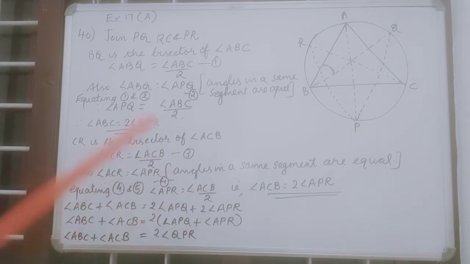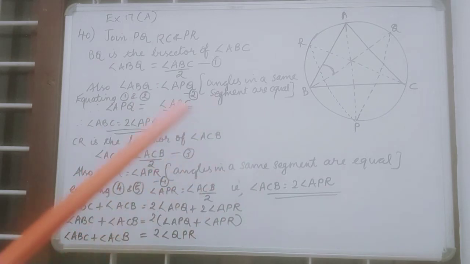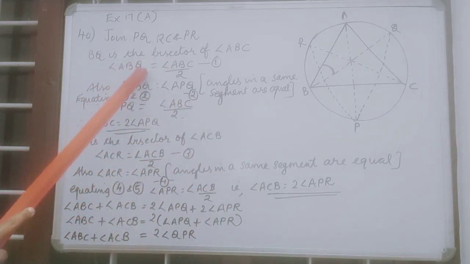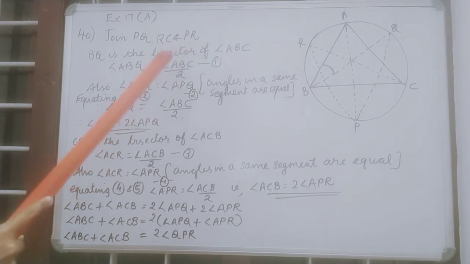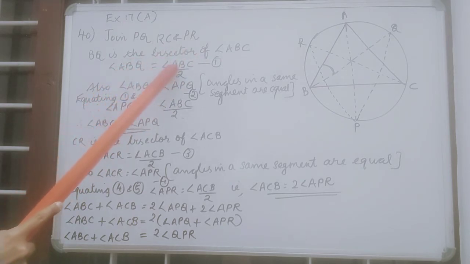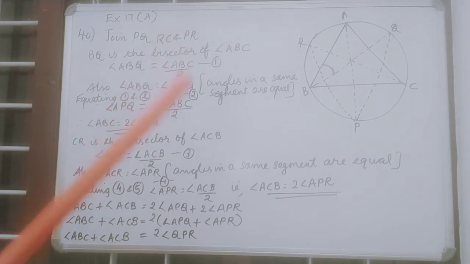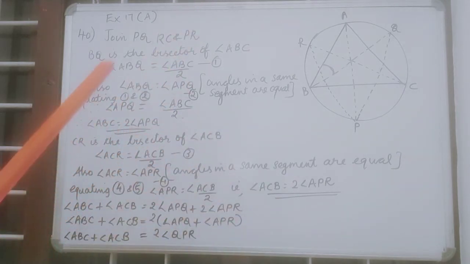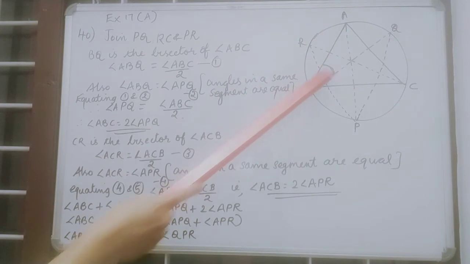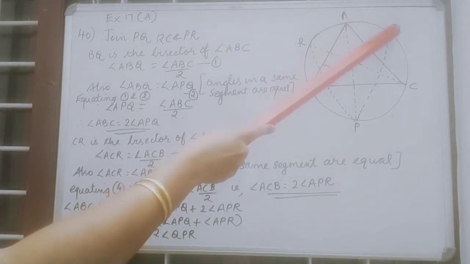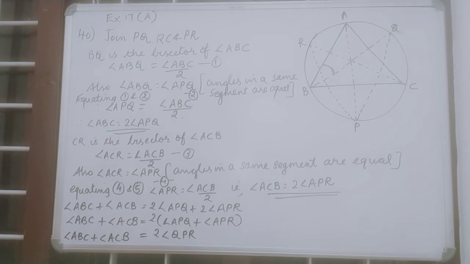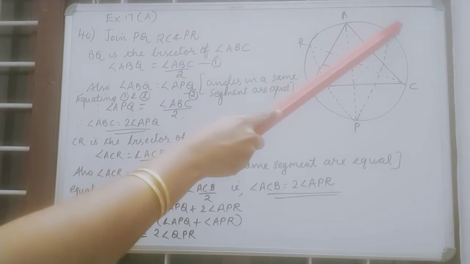So cross multiply. So what about angle ABC? ABC will be 2 angle ABQ, or write it like angle ABQ is equal to angle ABC by 2 itself. Same angle ABQ we can do in another way also. So angle ABQ lies in the segment AQ. So ABQ will be equal to which angle? ABQ, the same segment AQ.